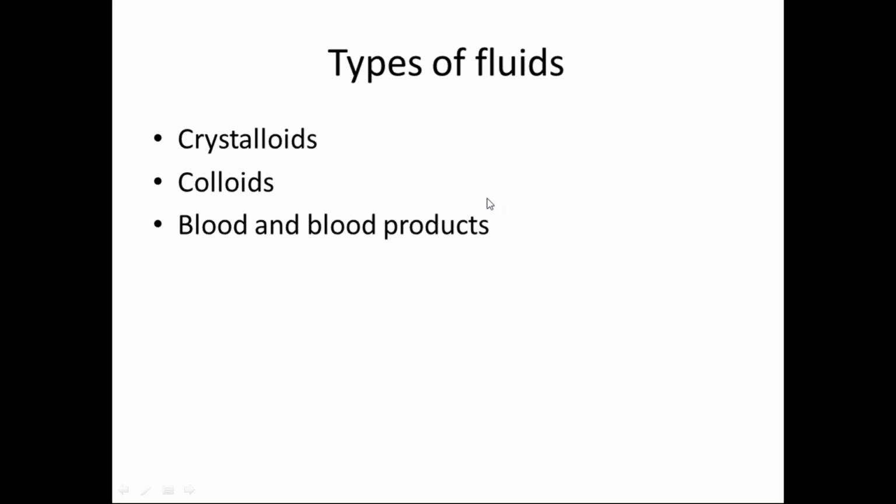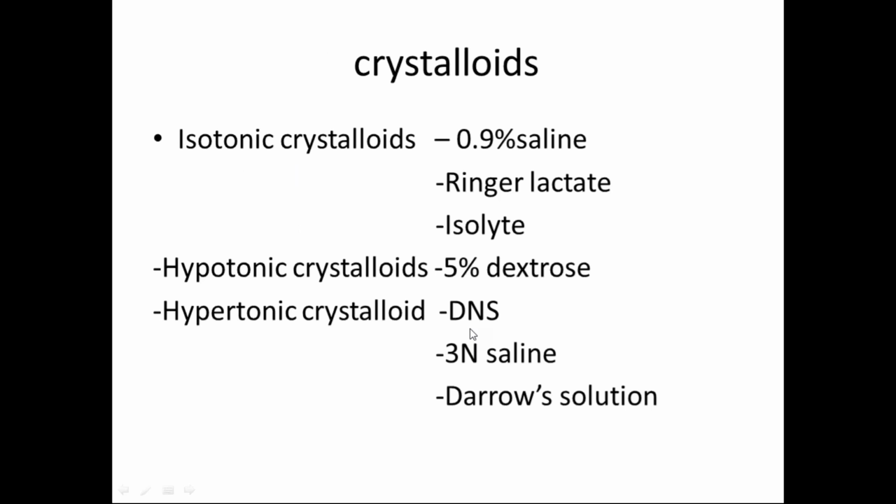So what are the types of fluids? The ideal fluid of choice is crystalloids, then colloids and blood products. This you people must be knowing by now, which will be discussed in medicine class. Crystalloids: isotonic, 0.9% NS, Ringer lactate, isolyte. Hypotonic, 5% dextrose. Hypertonic, DNS, 3% NS, and Darrow's solution.